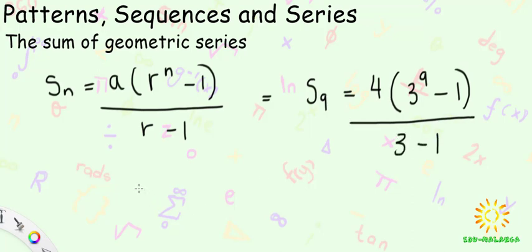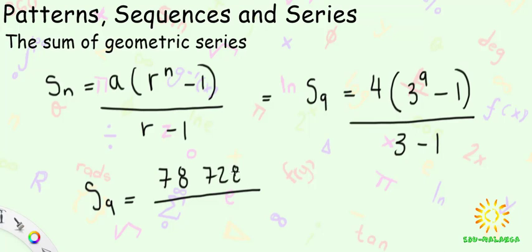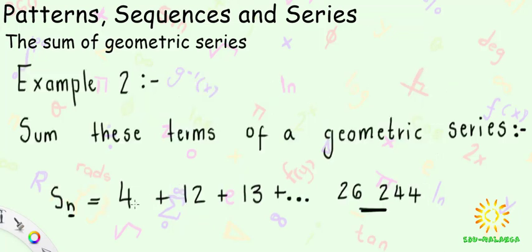Again, we're going to put this into our calculator. We're going to have S9 is equal to, in the numerator, 78,728, and in the denominator, 2. And so in the end, the 9 terms of the geometric series that we're adding equals 39,364. And that is the solution for example number 2, where we were asked to sum the terms that were given for the geometric series.